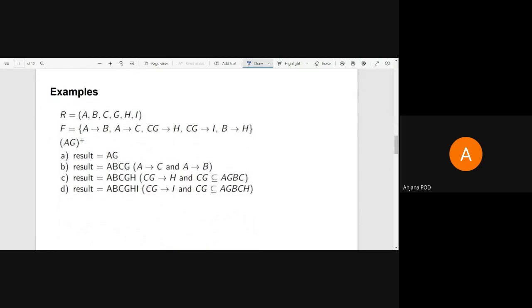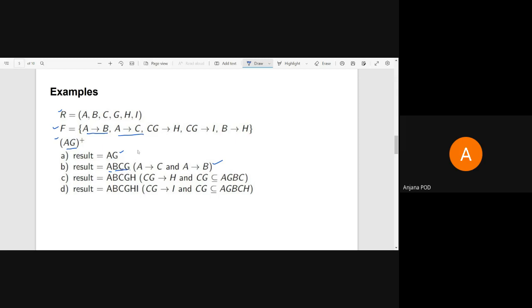We have another example where R is the relation and the attributes are A, B, C, G, H, I. The functional dependency set is A determines B, A determines C, CG determines H, CG determines I, and B determines H. Now we need to find out the closure of AG. As I mentioned, AG will always determine itself, so we get AG. Then let's check whether A or G is determining any other attribute. Yes, A determines B and A determines C, so we will add A, B, C and G.